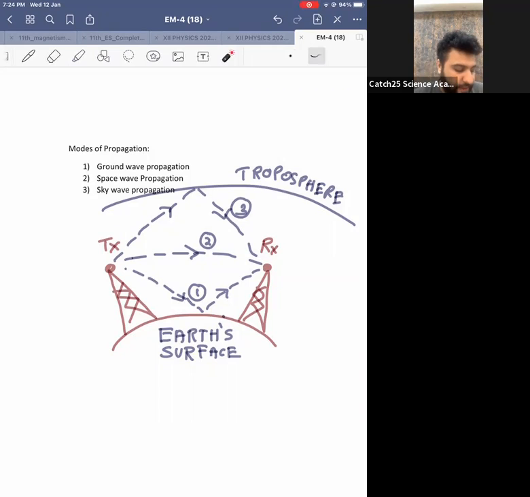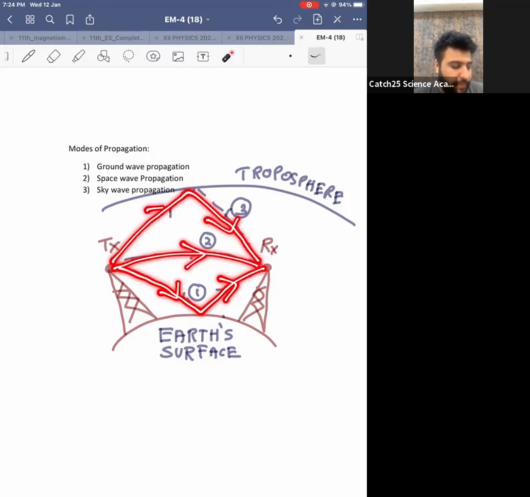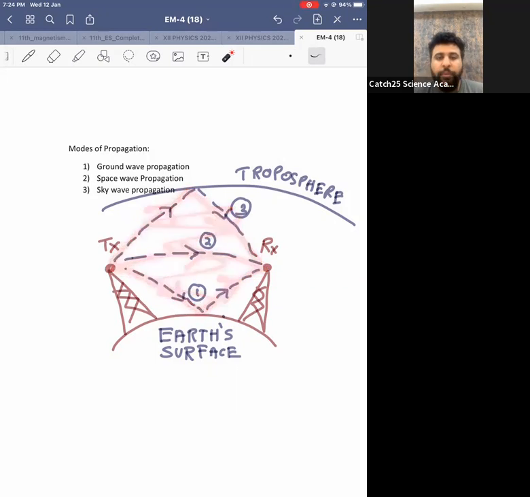Look at the first case. Either after reflecting from the Earth's surface, or they go directly, or after reflection from the troposphere. Can I say all three make use of free space? What is the side heading? Space wave propagation. It makes use of free space. In ground wave propagation, I made use of the ground. Check the diagram, because the wave was along the ground. In this mode of propagation, I make use of free space.